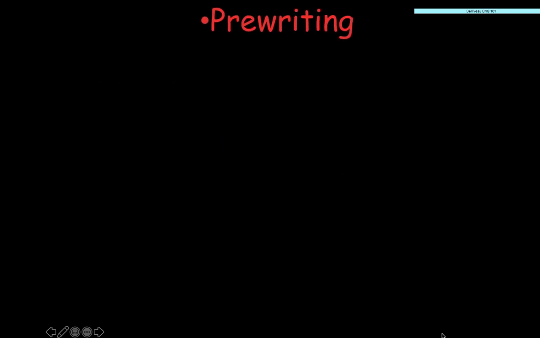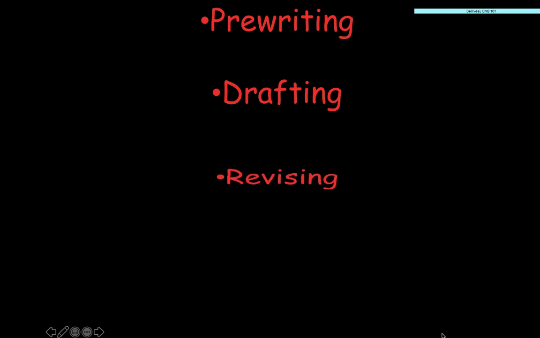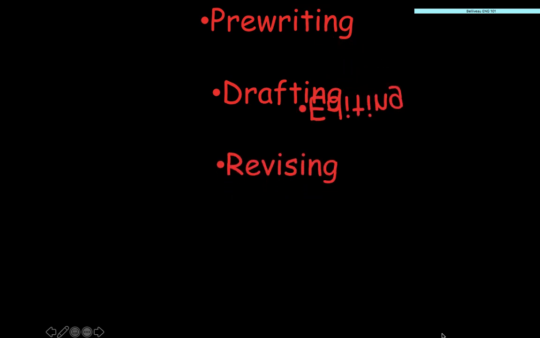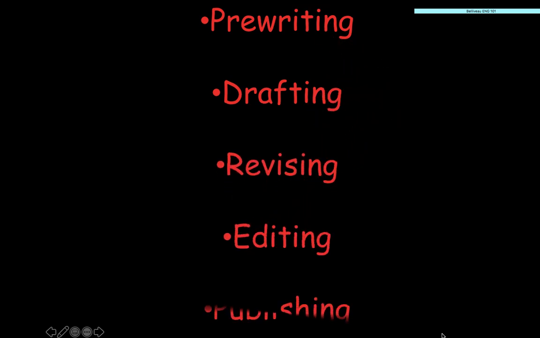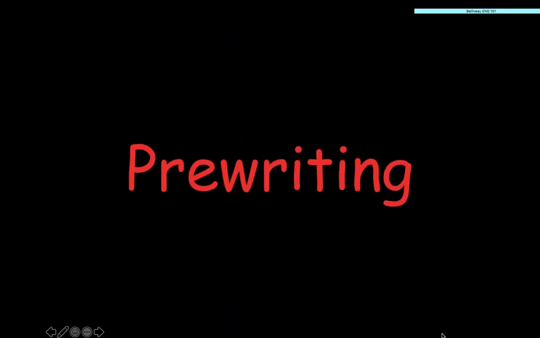The steps are pre-writing, drafting, revising, editing, and publishing. These are the normal 5 steps that you would see in a writing process. We'll start with pre-writing. Now, pre-writing to me was always kind of a silly word. I mean, what are you going to do? Write before you write? It made no sense to me.